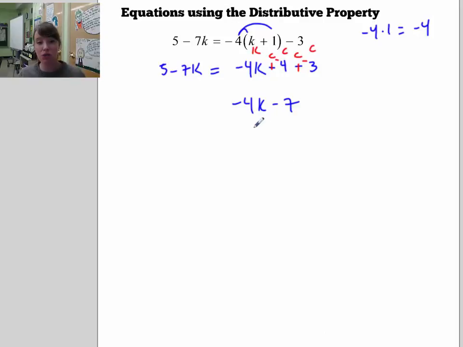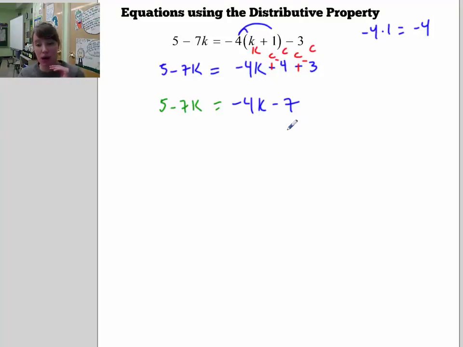So if you still need to use keep, change, change, then by all means go ahead and do that. Whatever you need to do to get that answer right. Okay? So here I have the left-hand side and the right-hand side are both simplified expressions. Now I'm going to go about working with inverse operations and moving them from side to side. Only when they're simplified expressions should I do that.